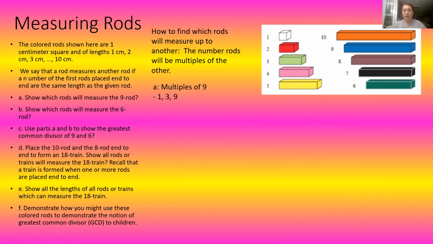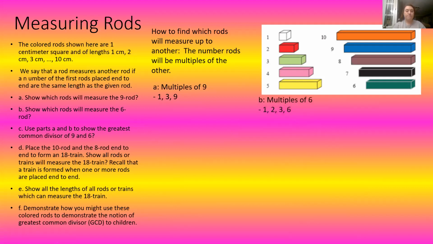So what makes up 9? We know 1 times 9 equals 9, so 1 and 9, and then 3 times 3 gives us 9. So the multiples of 9 are 1, 3, and 9. I don't know why those aren't staying, but anyways, you'll have 1 of your 9 by 1s, 9 of your 1 by 1s, and then 3 of your 3 by 1s.